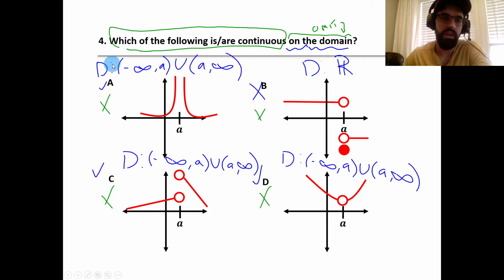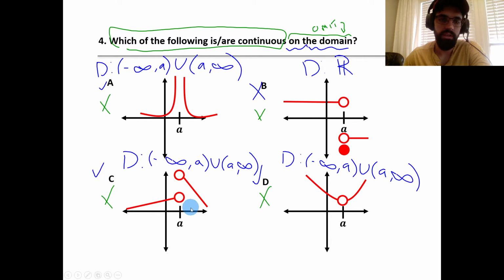So we write our domain as negative infinity to a, but not including a, in union with a, but not including a, to infinity. B, we have everything below a, everything above a, but then because of this dot, we also have a defined. And so the domain for this one is any value of x we have a definition for. There's no value of x that we would call undefined because they're all accounted for. So the domain is all real numbers for B.